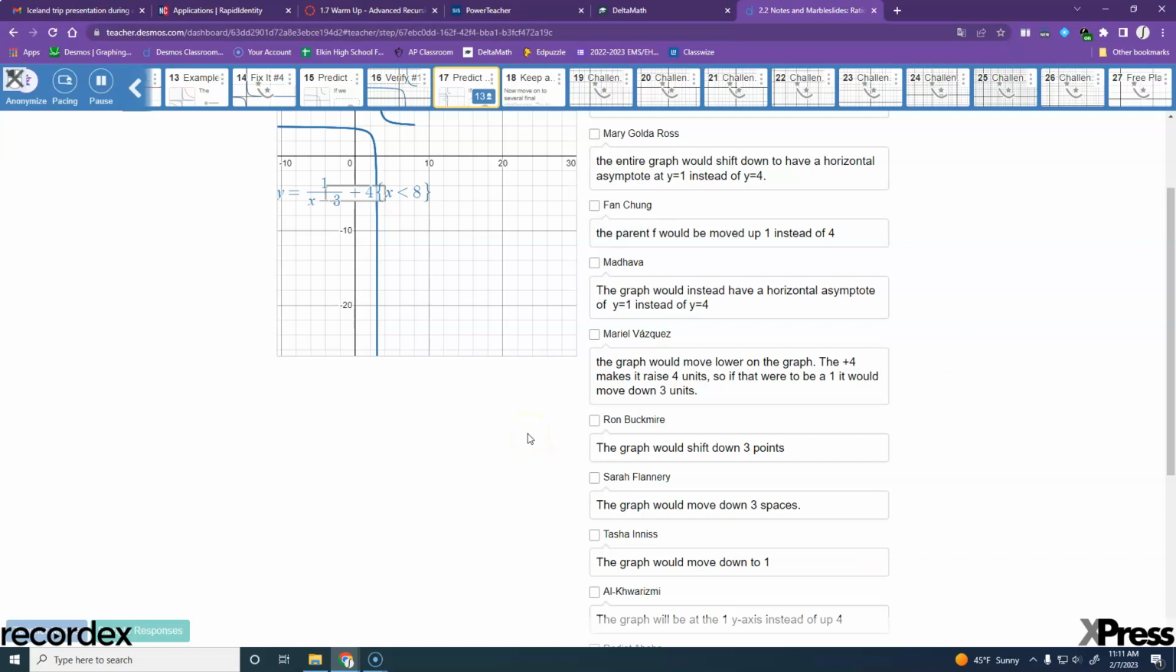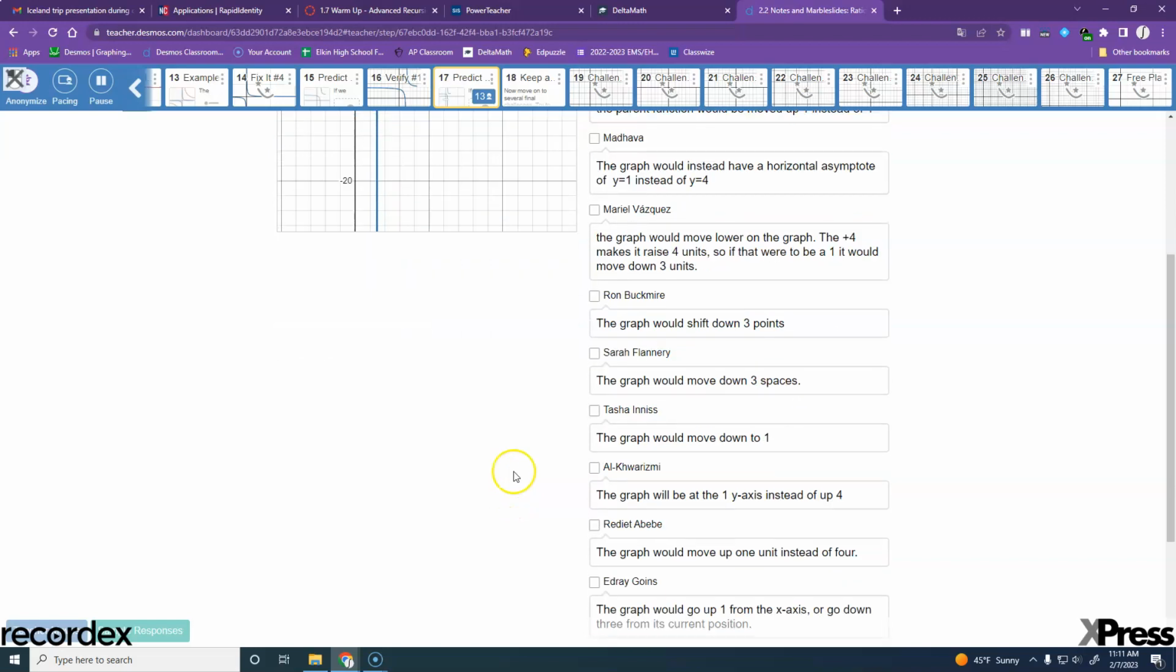Okay, the graph would shift down 3 points. I would probably say units instead of points, but I would assume the way this question has been asked, if you talk about the graph, you're talking about what's graphed right here. So I would say that is good, right? Because we went from having a horizontal asymptote at 4 down to a horizontal asymptote at 1. That moved the original graph down 4 units.